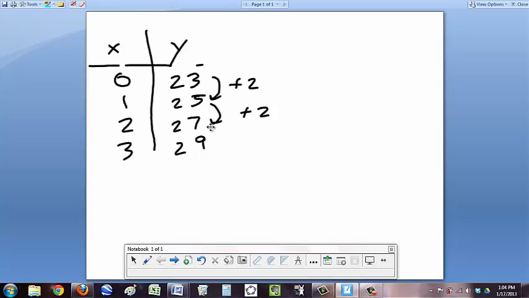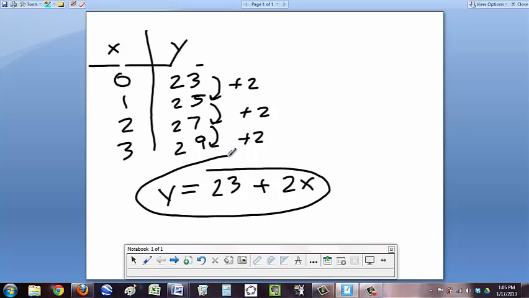Plus 2. So let's generalize this. If we're adding 2 every time, then our equation is y, the number of videos we have, is equal to 23 to start off, plus 2 for every month. We're adding 2 every month. See, that's what that means. Plus 2 per month times x, which would be the number of months. Now, this equation should be pretty familiar, and we know that that one is linear. So if we're adding the same amount each time, that's linear.